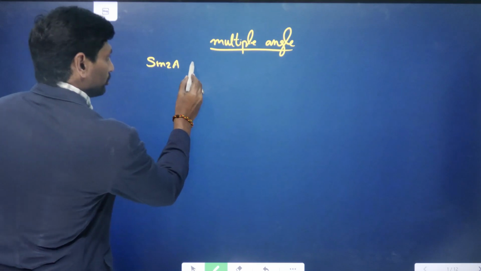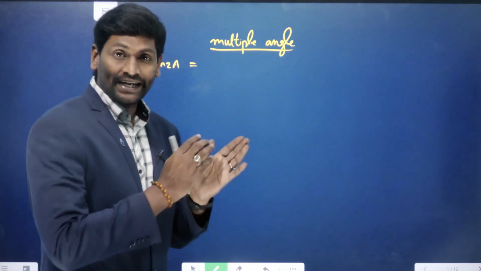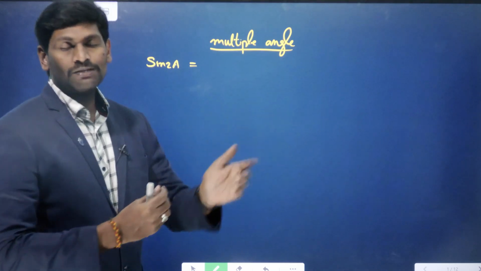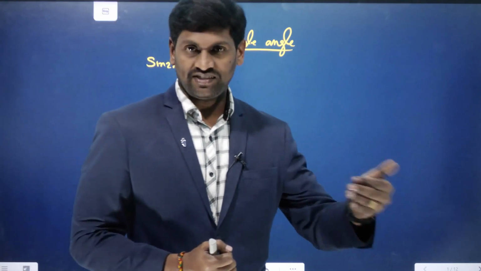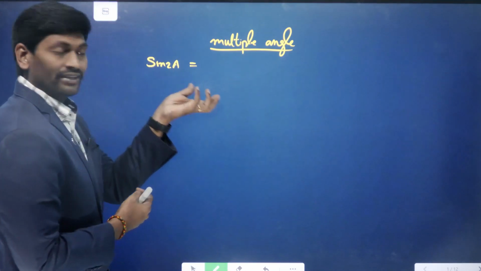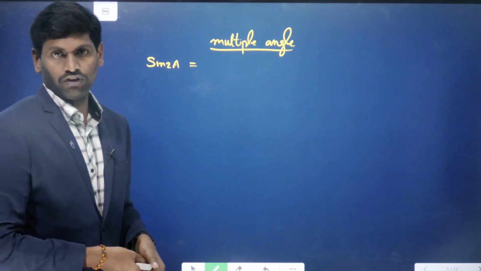So let us try to recollect the compound angles formulas. What is the sin(A+B) formula? sin A cos B plus cos A sin B. Am I right? Same, the cos(A+B) formula: cos A cos B minus sin A sin B. So for finding the multiple angles also, we are using compound angles formulas.